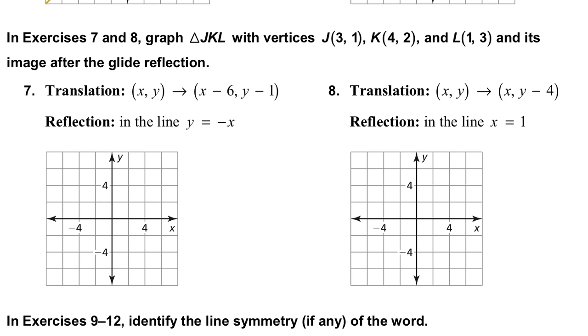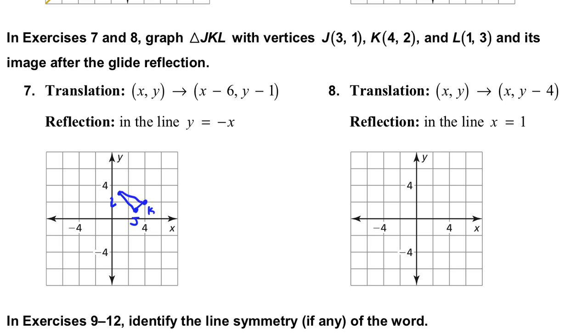Again, I'm going to graph J, K, and L. So J is 3, 1. So 3, 1. There's my J. K is 4, 2. And then L is 1, 3. So J, K, and L. Here's my lovely little itty bitty triangle here.